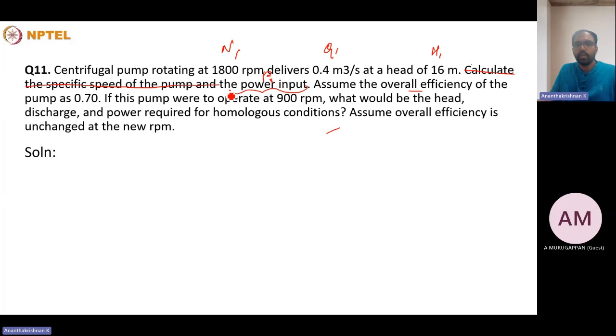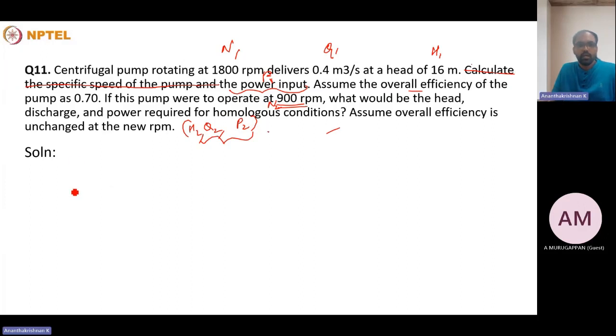If this pump were to operate at 900 RPM, so this is N2 condition, what would be the head, discharge and power required for homologous or identical conditions? Assume the overall efficiency is unchanged at the new RPM. So we have to calculate Q2, H2, and P2, and that uses the affinity laws.